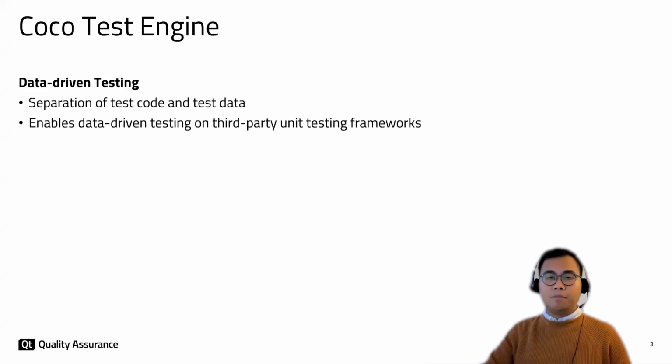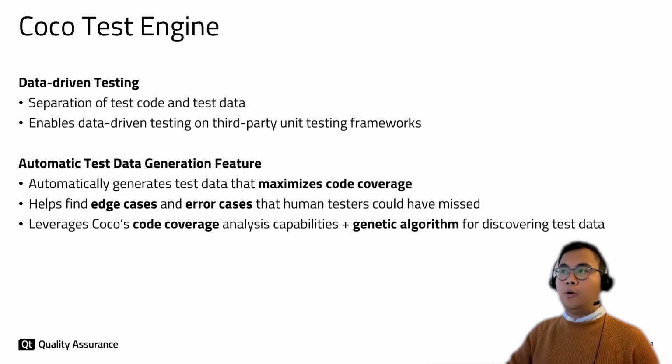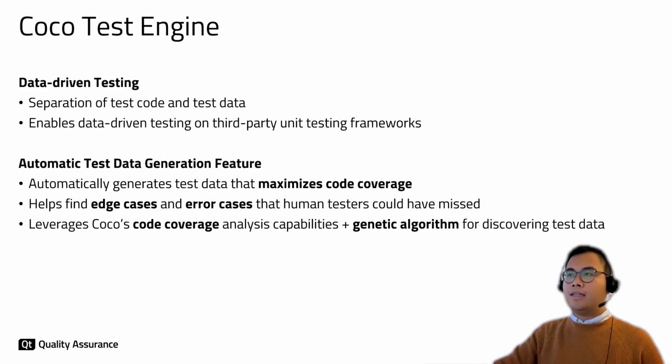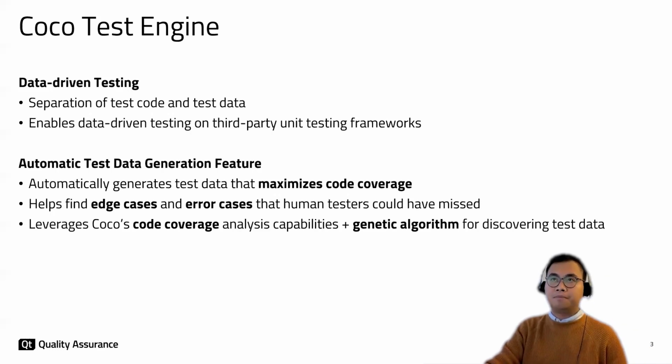But the second and most important feature of Coco Test Engine is the automatic test data generation feature. As the name implies, this feature automatically generates test data with the goal of maximizing code coverage. And as a result, it also helps find edge cases and error cases that human testers could have missed. And it's able to do this because of the existing code coverage analysis capabilities that Coco already has as part of Coco itself, together with a new genetic algorithm that is used for discovering test data.